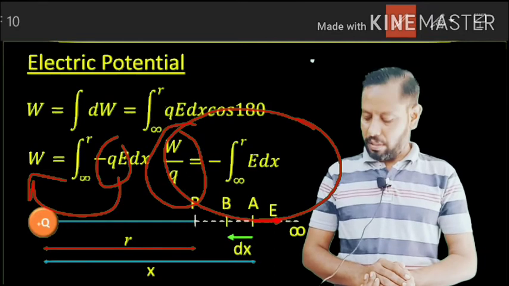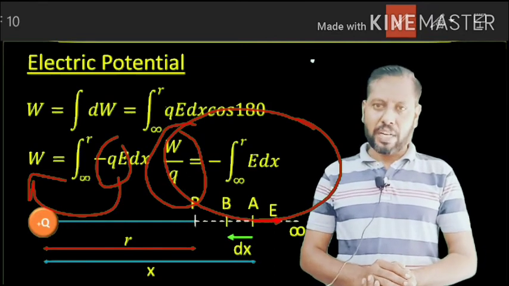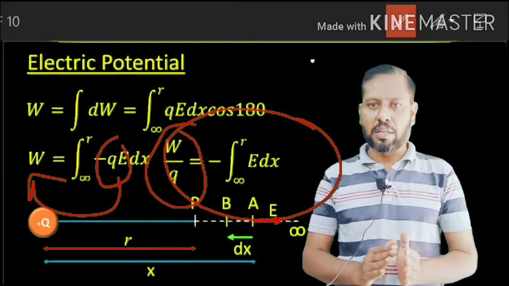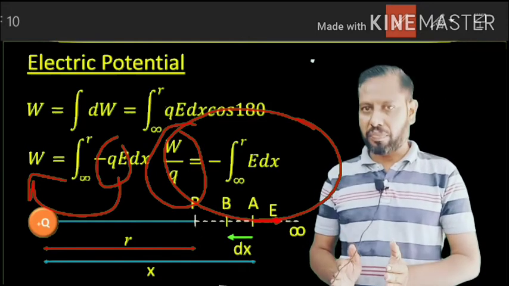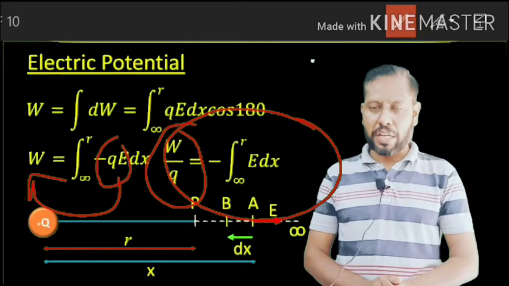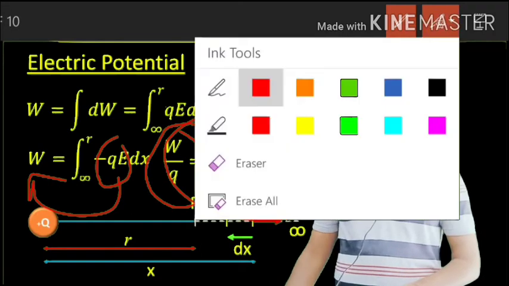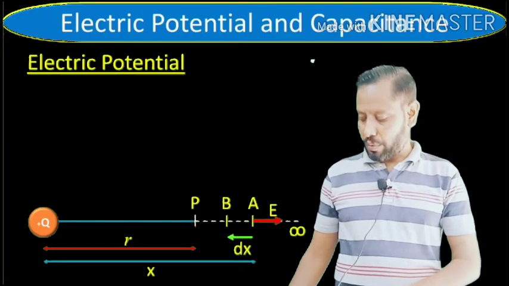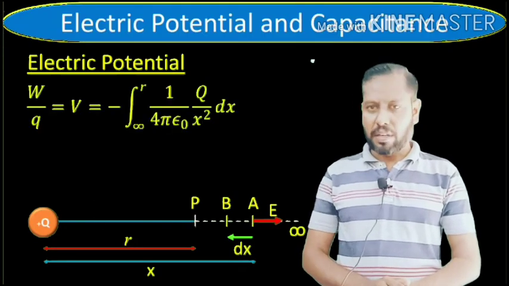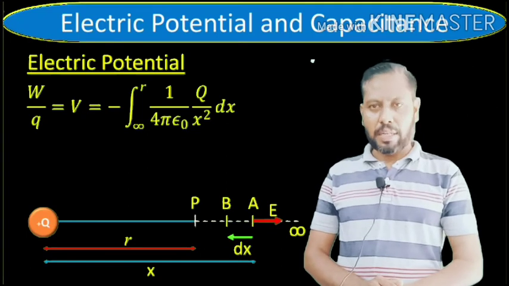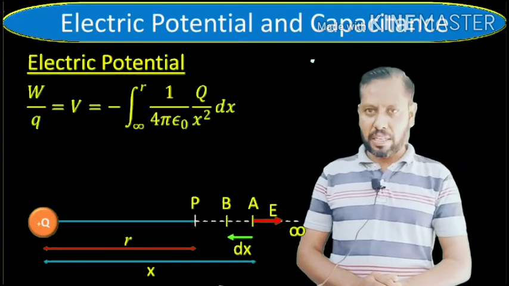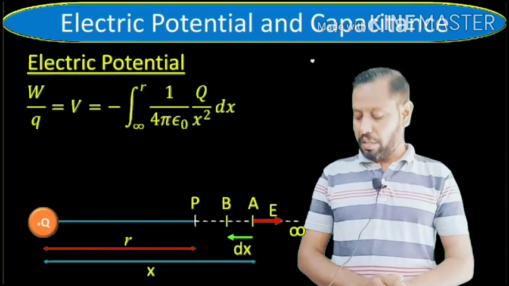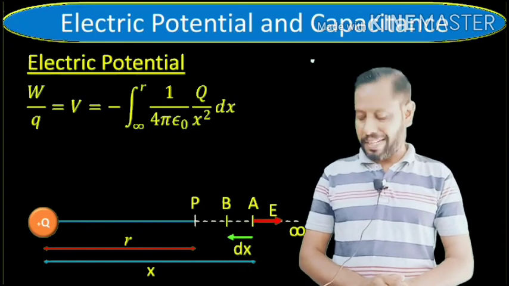This thing is clear? What is w upon q? As per our previous definitions, w upon q, that is work done per unit test charge, is nothing but the electric potential, right? So this w upon q can be written as v. So we can write further, w upon q is equal to v, which will be equal to minus times the integration of 1 upon 4 pi epsilon 0 q upon x square into dx.